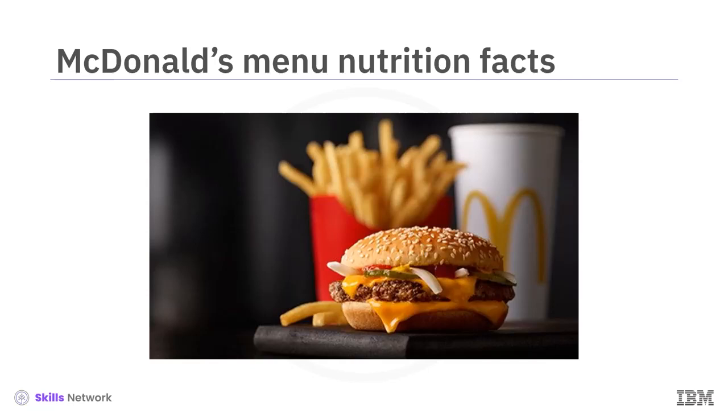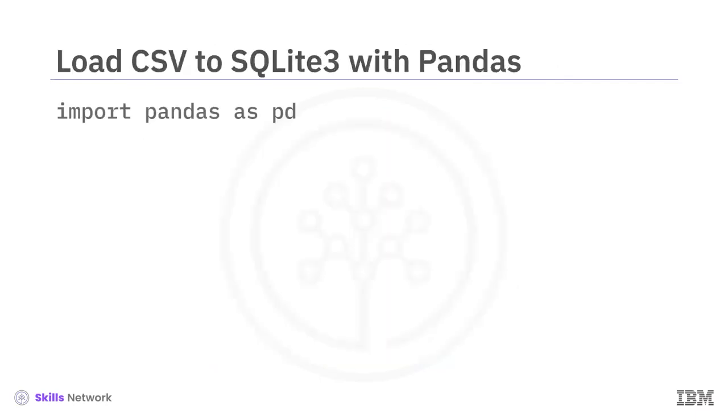The data set used in this lesson has been obtained from the Nutritional Facts for McDonald's menu from Kaggle. We need to create a database table on an SQL server to store the McDonald's menu nutrition facts dataset that we will be using. We can use SQLite 3, which is an in-process Python library that implements a self-contained, serverless, zero-configuration transactional SQL database engine.